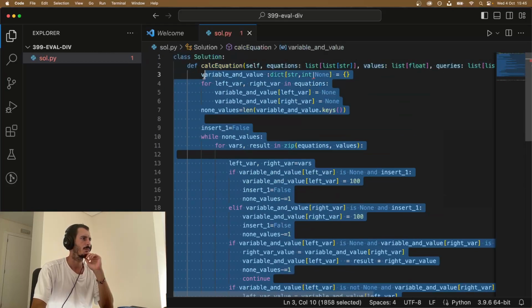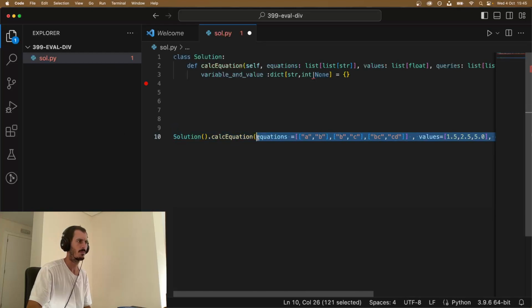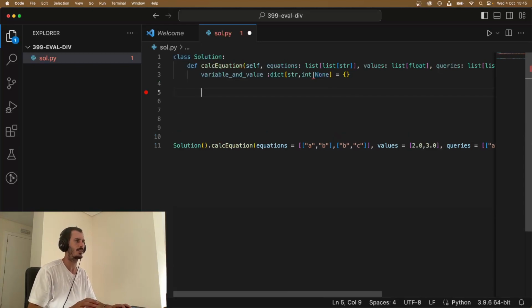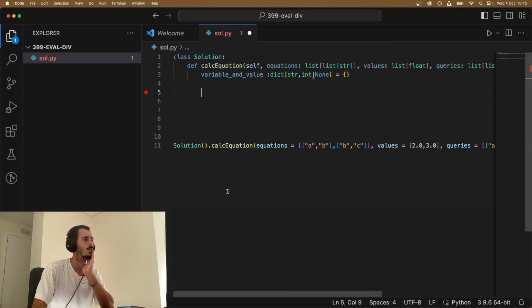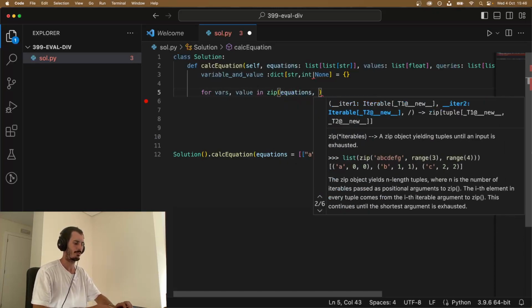So first, we have this variable and value dictionary. And this variable and value dictionary will have the values for each of the variables included in the equations. So for left var, right var, vars and value in zip equations and values.